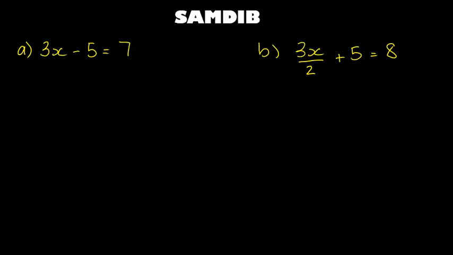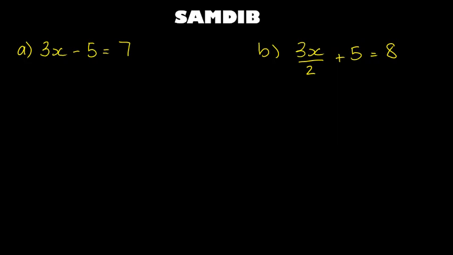Remember, when solving equations, the whole point is to get the variable by itself on one side of the equal sign. In order to do that, we need to cancel the other values away from where the variable is. I like to use SAMDIB, which is BIDMAS backwards. This gives me the order in which I should be cancelling from each side.